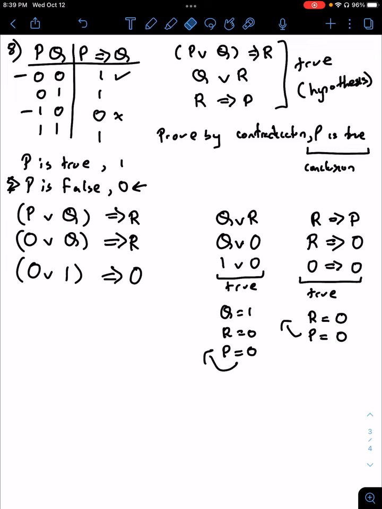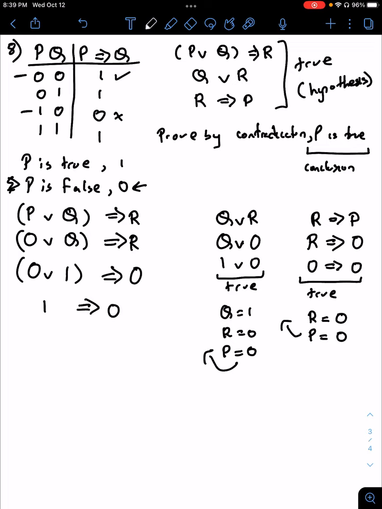Our objective is for it to be false so that by contradiction, P would be true. Well, we don't know yet, right? Let's see. 0 or 1. 0 or 1 is 1. We get that from the OR table, right? And then R is there's nothing there. So 1 implies 0. Now, is this true? Is 1 implies 0 true?